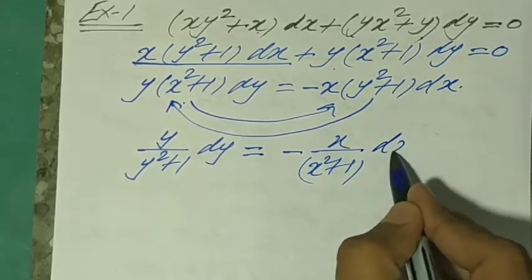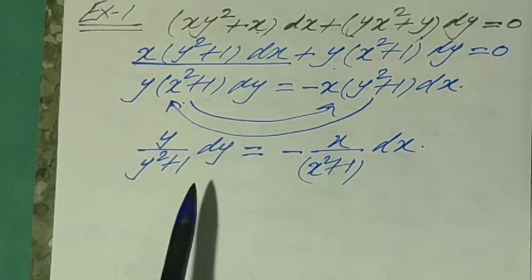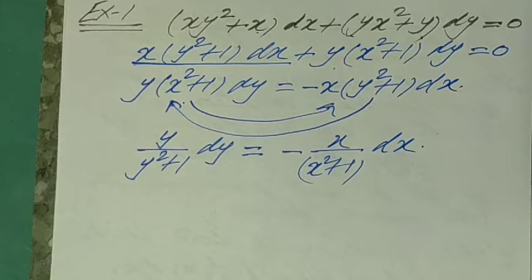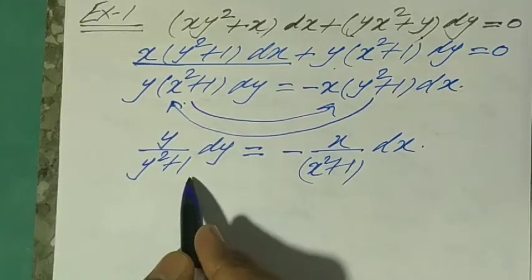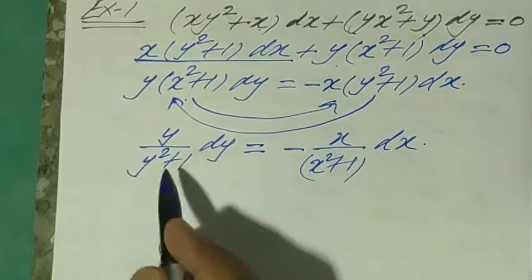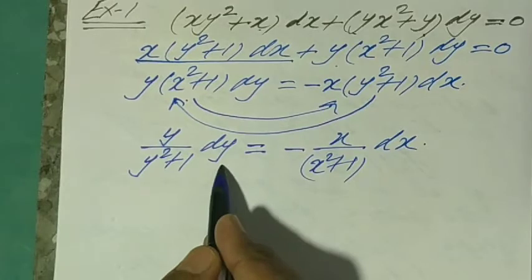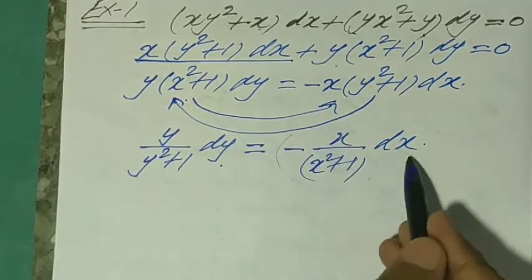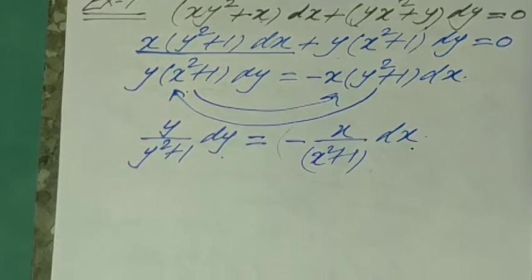In this way, we have written the given differential equation, which was not in the standard form, in the standard form as f(y) dy is equal to phi(x) dx. This is f(y) dy and this is phi(x) dx. So this is the standard form.